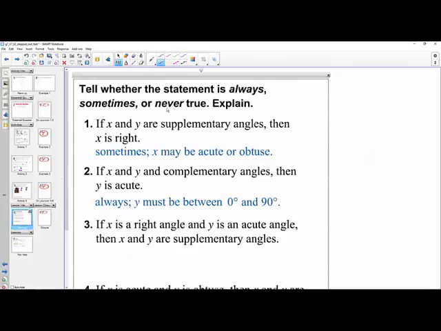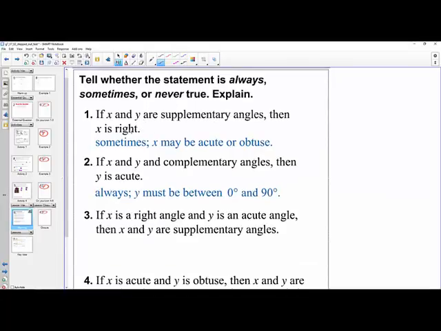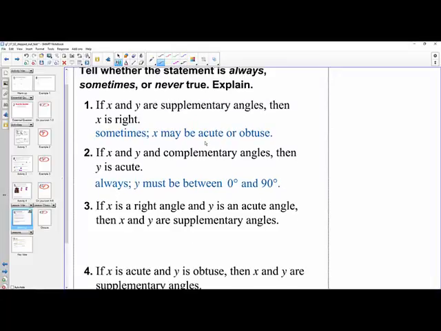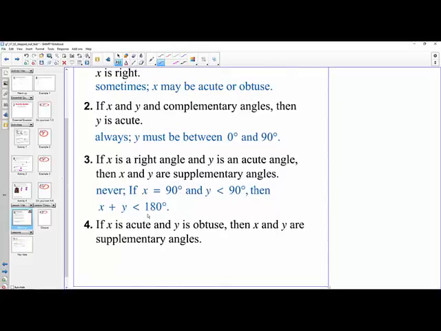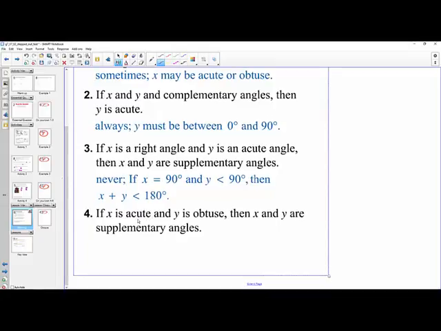All right, so here's another one here. If x and y are supplementary angles, then x is sometimes, because of its supplementary angles, of course it could be 180, so it could be acute or obtuse. If x and y are complementary, then y is acute. That's always true because that's equal to 90 degrees. If x is a right angle and y is an acute angle, then x and y are supplementary angles. Well, that's never. If x is 90 and y is less than 90, then x plus y would be less than 180, which doesn't work because it has to be 180 degrees.